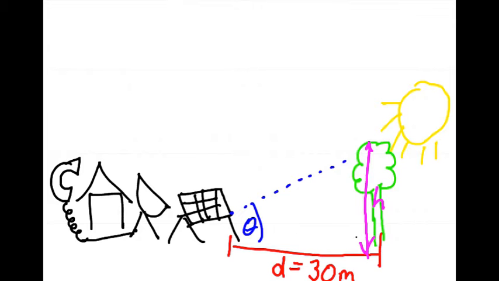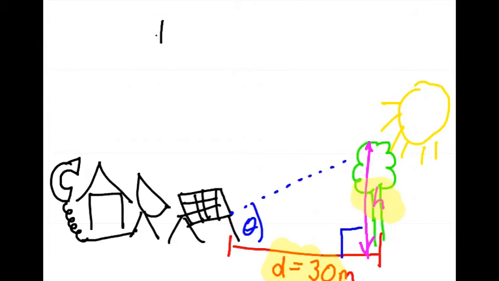Now, we've formed a triangle here. There's the right angle. We've got our triangle. We've got the hypotenuse. We've got the opposite, and we've got the adjacent. So we can use the tan ratio to find the height of this tree. So let's do that real quick.